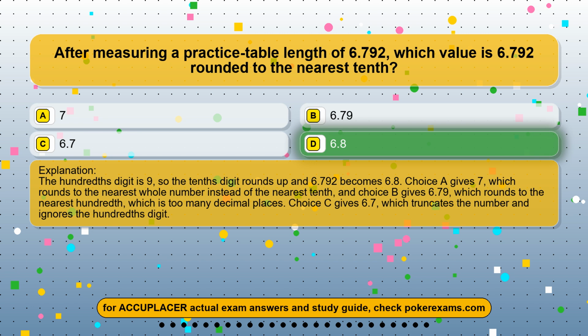Choice A gives 7, which rounds to the nearest whole number instead of the nearest tenth, and choice B gives 6.79, which rounds to the nearest hundredth, which is too many decimal places. Choice C gives 6.7, which truncates the number and ignores the hundredths digit.